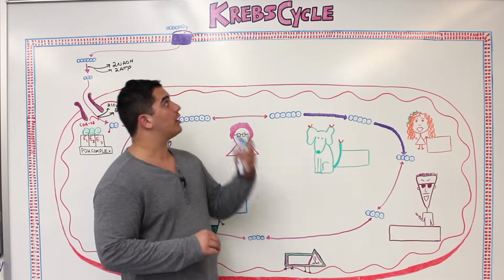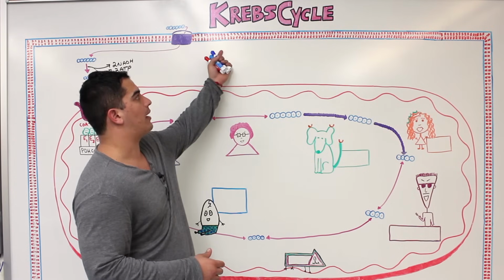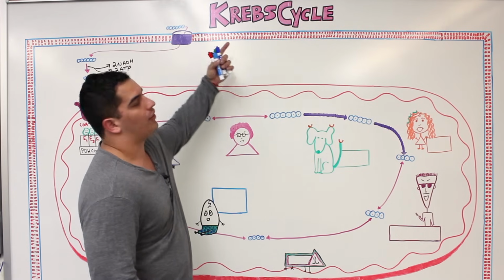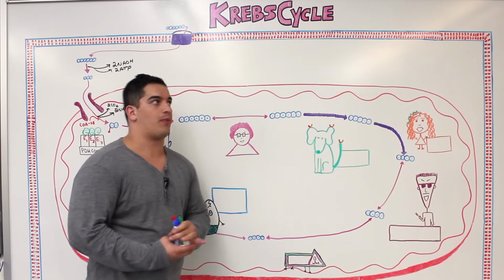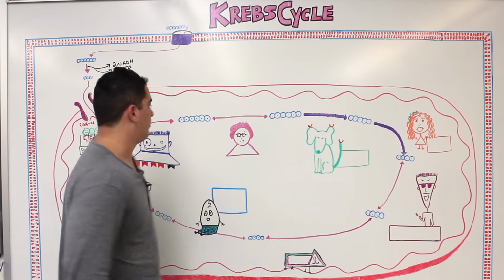All right, Ninja Nerds, in this video we're going to talk about the Krebs cycle. You can also call it the tricarboxylic acid cycle. You can call it the citric acid cycle. So there are other names for it. It was actually founded and developed by a guy named Hans Krebs. That's where it came from.